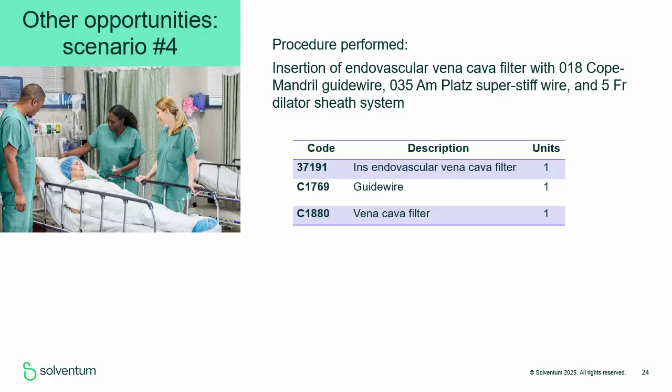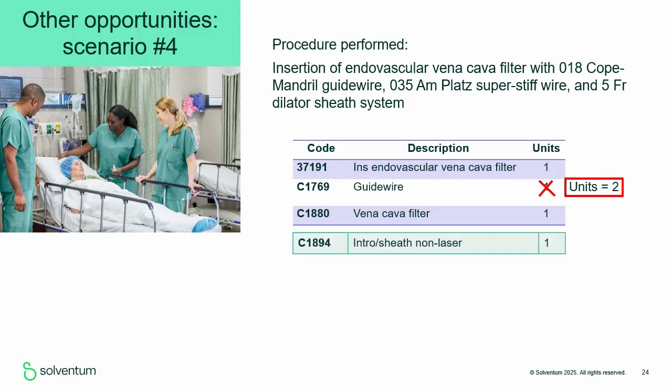In this scenario, we're going to say no, because we actually inserted 2 different guide wires, so we do want to capture both of those supplies. Do you think this scenario is ready to be billed now? We mentioned earlier in our challenges that ensuring that you are capturing all devices can be challenging. So in this scenario, we are missing the capture of the dilator sheath system.